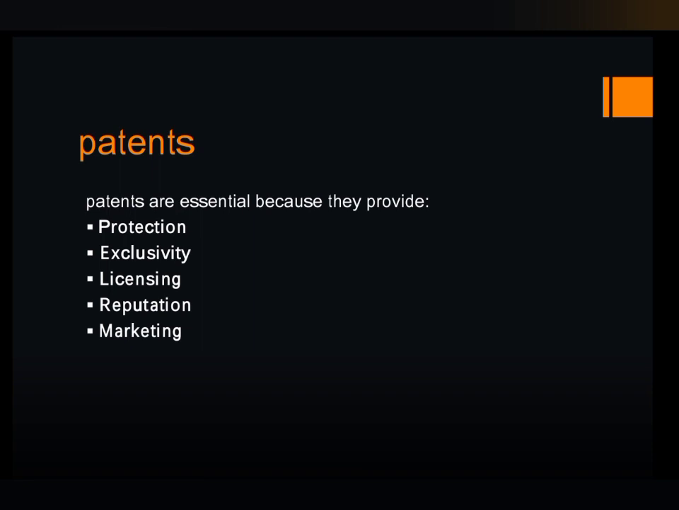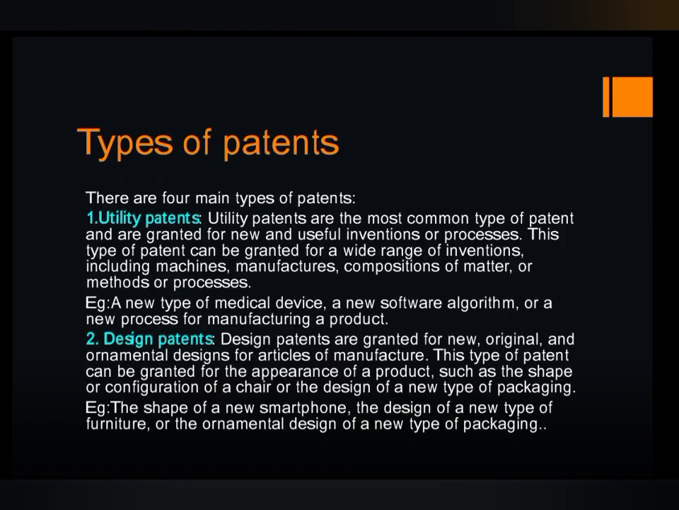When a company patents an invention, the company becomes the only business in that market space offering that product. The company can use this as part of its advertising campaigns and marketing materials. There are four types of patents, that is utility patents, design patents, plant patents and reissue patents.